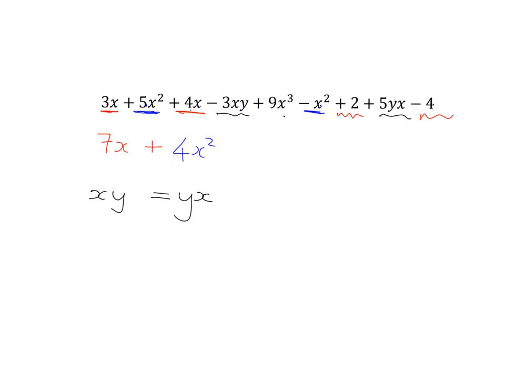Let's have a look here. I've got negative 3xy plus 5xy. So negative 3 plus 5 gives me 2, so it's plus 2xy. This 9x cubed didn't have a friend, so it just stays. I've already dealt with the x squareds, and here I've got plus 2 minus 4, which gives me negative 2, and I've already dealt with the yx, so I've dealt with everything. Here is my simplified expression. So this whole long expression is equivalent to this expression here, and I've done it by combining like terms, which are terms that have exactly the same variable, same letter, same exponent.